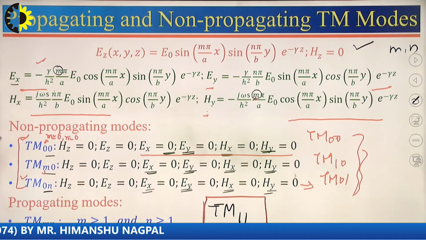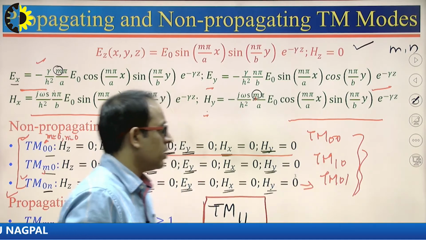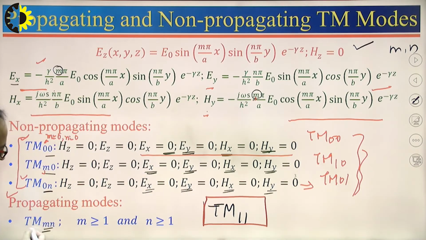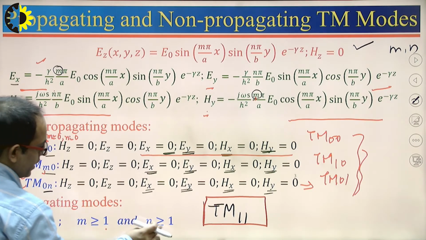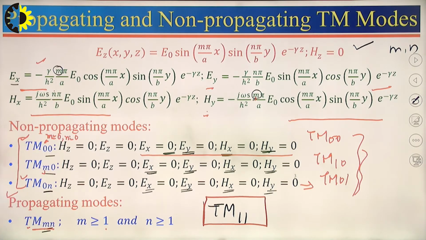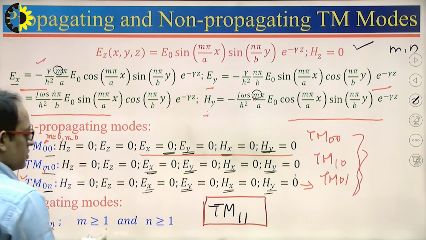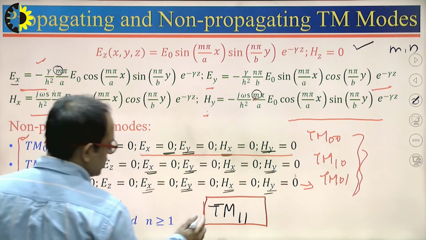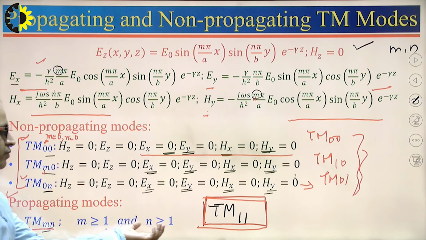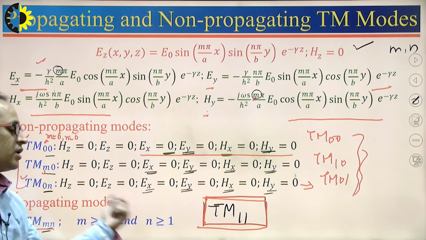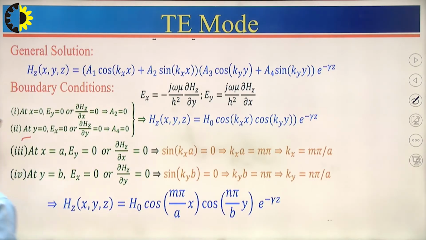Now, what are the propagating modes? Apart from this value, I can say that the TMmn mode will exist when m is greater than or equal to 1, and n is also greater than or equal to 1. Both should be greater than or equal to 1. So the first fundamental mode here is what? TM11. M equal to 1, the minimum value of m, and n equal to the minimum value, which is 1. Therefore, the TM mode is TM11. Clear?